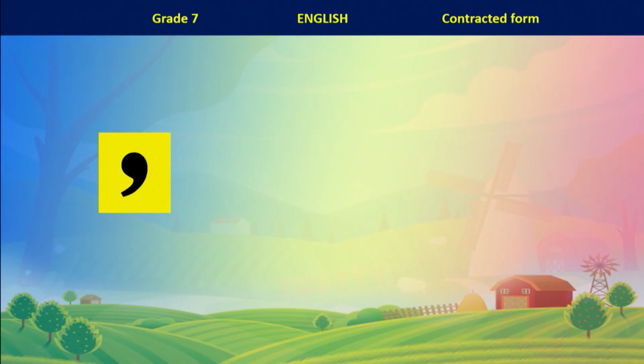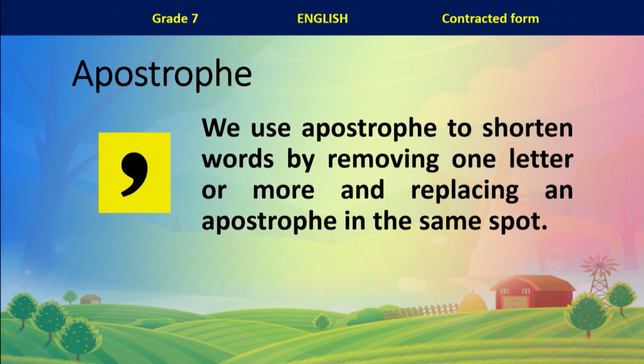Children, hope you enjoyed the video and you learned how Mr. Apostrophe performs his duty. Let's learn how this is done. First of all, this is the apostrophe. Let's learn what apostrophe is. We use apostrophe to shorten words by removing one letter or more and replacing it with an apostrophe in the same spot. To make two words shorter, we use apostrophe. We remove letters and we replace them with an apostrophe.